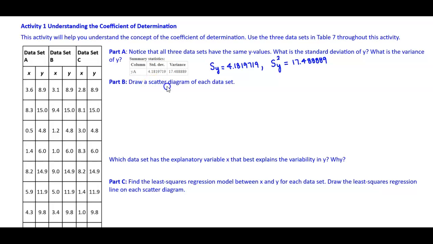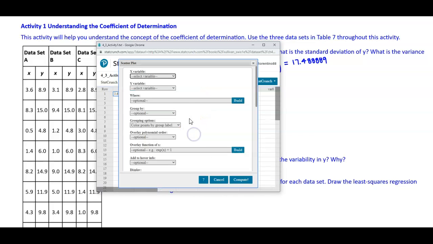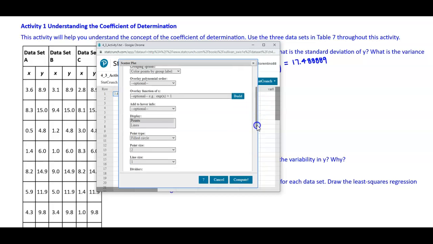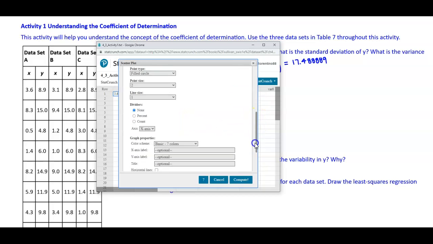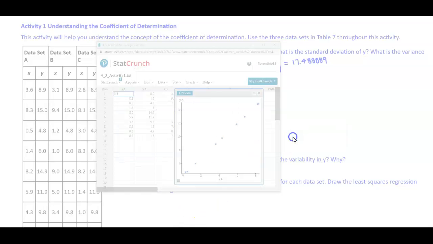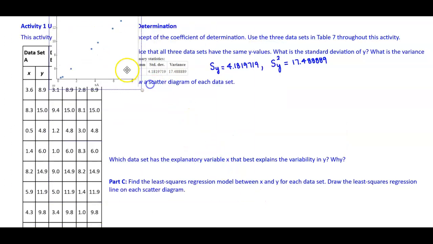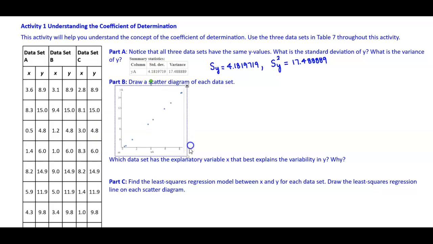Now what we want to do is draw a scatter diagram of each data set. So let's take a look at data set A, B, and C. We're going to graph a scatter plot. We want the X data set A and the Y data set A, and we want to make sure our points are highlighted. Then let's select compute. So there is the scatter plot for data set A. I'm going to copy that to make sure that we can see all 3 of them here. So there's the first one.